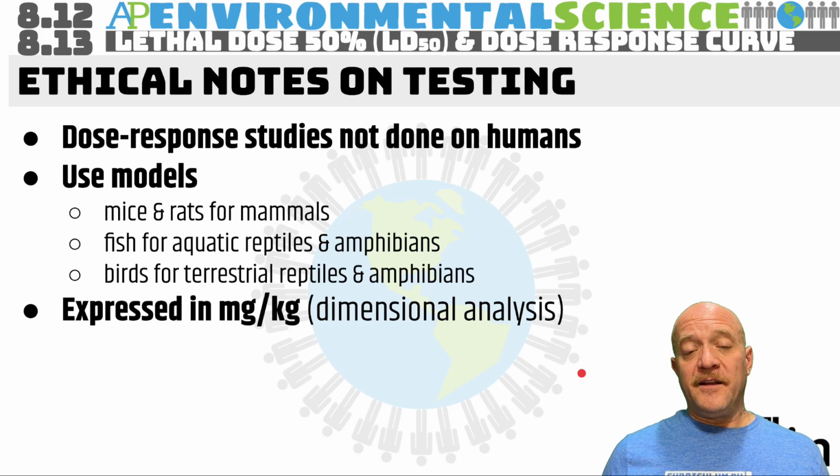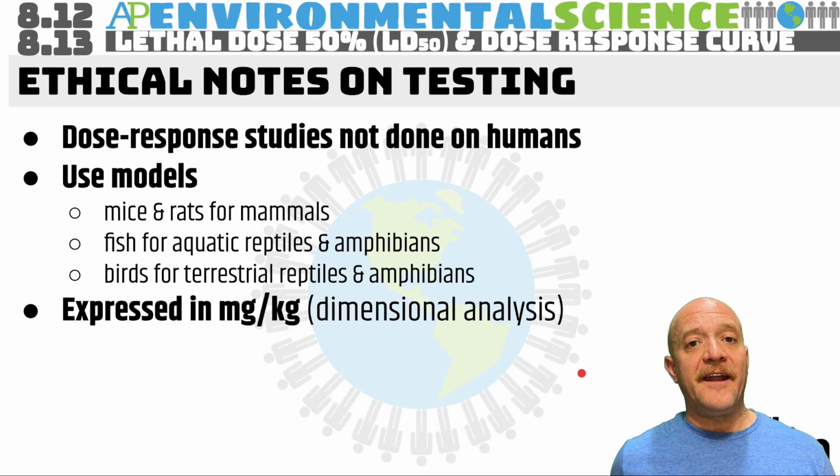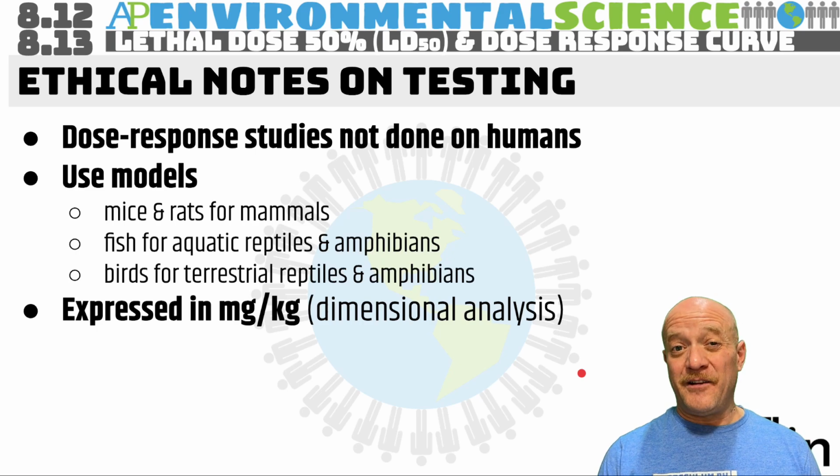Oftentimes it's expressed in milligrams per kilogram. So if we get like 5 milligrams per 1 kilogram of rat, we would just move that up, and we would express it in milligrams per kilogram for a human. So you would use dimensional analysis, proportions basically.